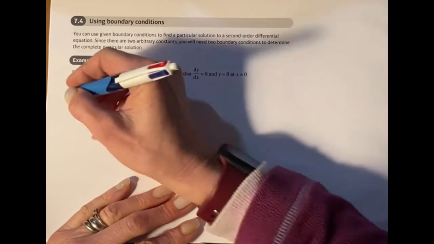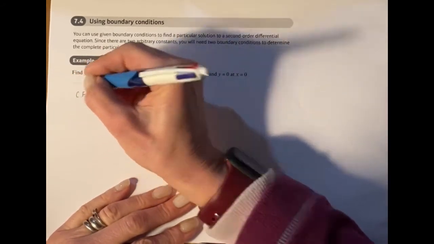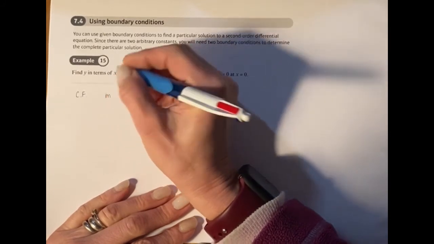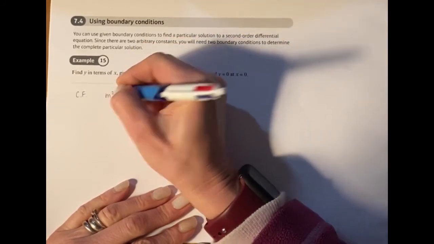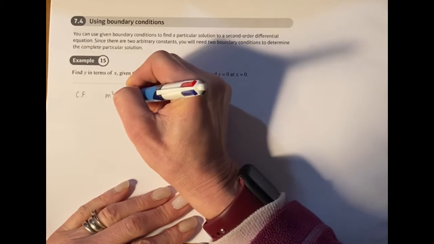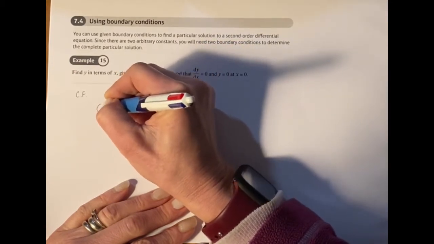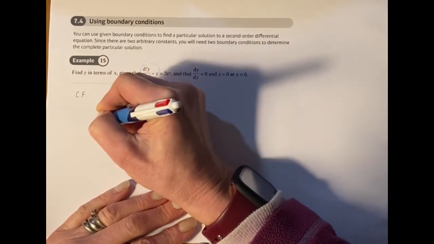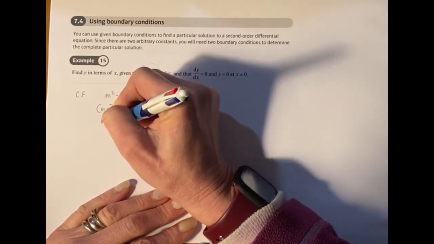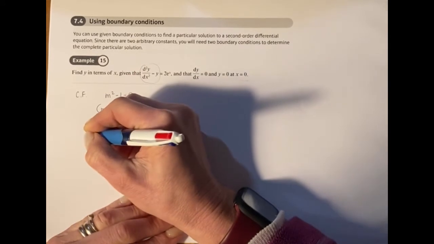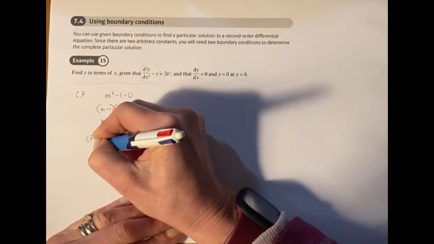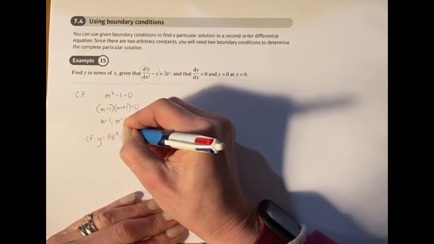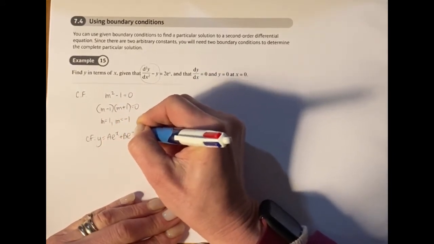Okay, so let's start by looking for the complementary function. So we're going to look at this left-hand side. So it's m squared minus 1 is equal to 0. That gives me m minus 1, m plus 1 being the solutions. Now, therefore, the complementary function must be y equals a e to the power of x plus b e to the power of minus x.